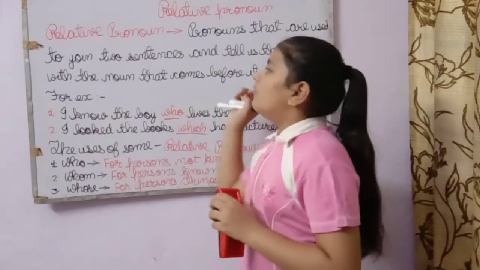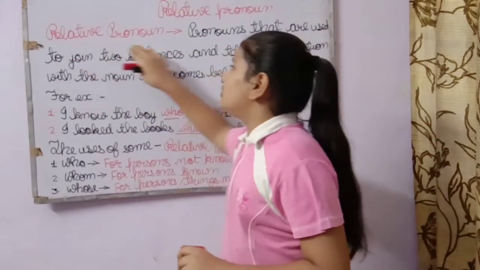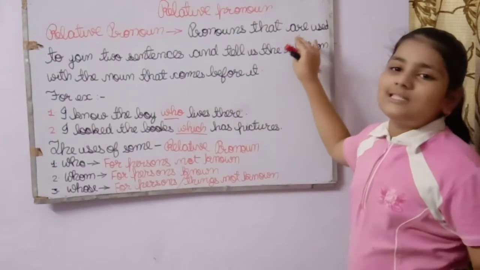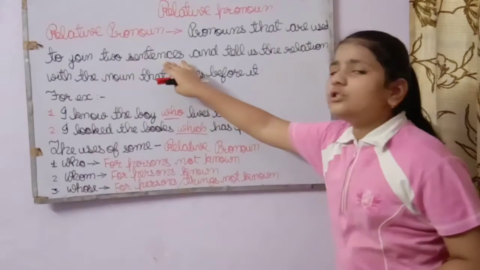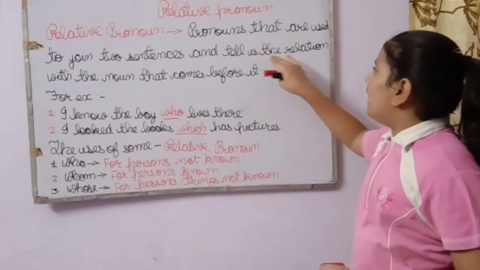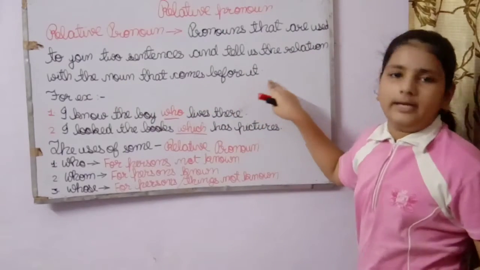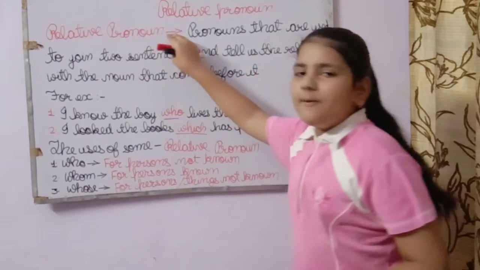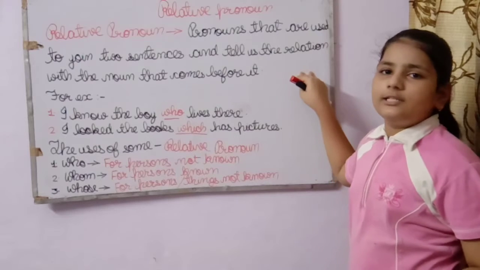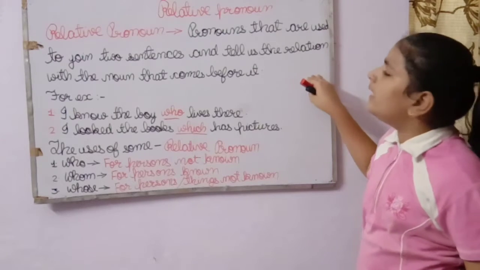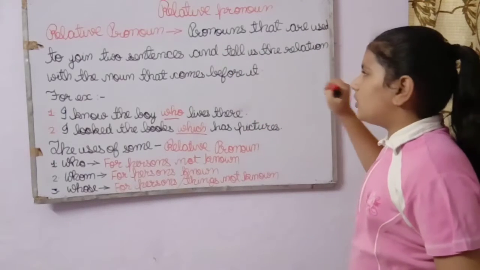So let's begin. When we are talking about relative pronouns, we should know the definition of a relative pronoun. Pronouns that are used to join two sentences and tell us the relation with the noun that comes before it are called relative pronouns. This definition you have to learn, because it indicates a very important thing. Let's revise this definition again.